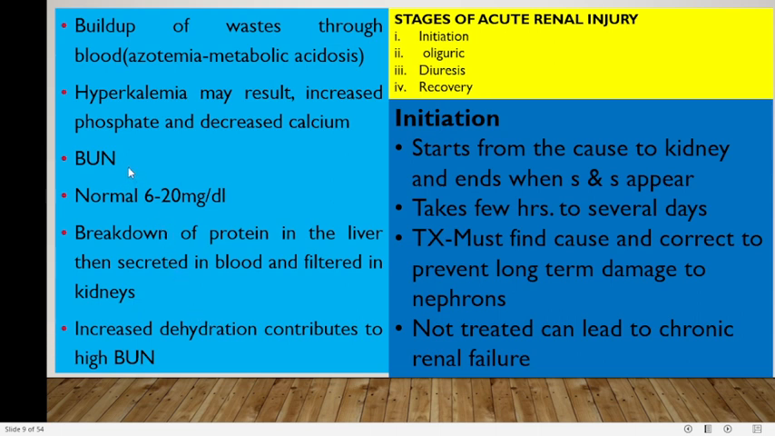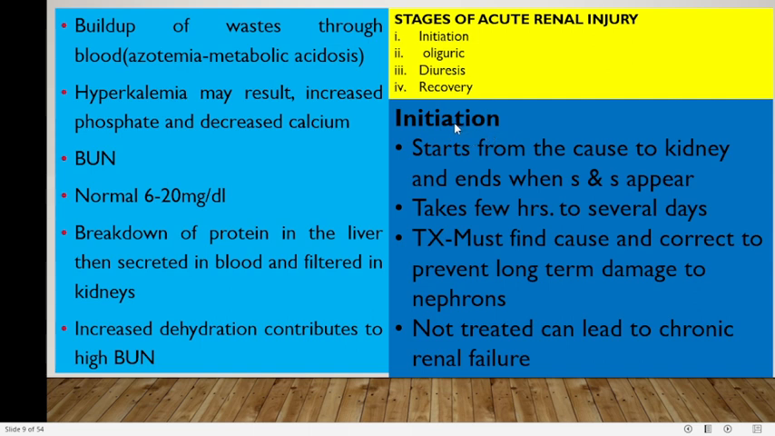Okay, thank you, guys. From the causes of acute kidney injury, we look at the stages of acute kidney injury, and there are four. We have initiation, oliguric, diuresis, recovery. Let's go through the four stages, starting with initiation.